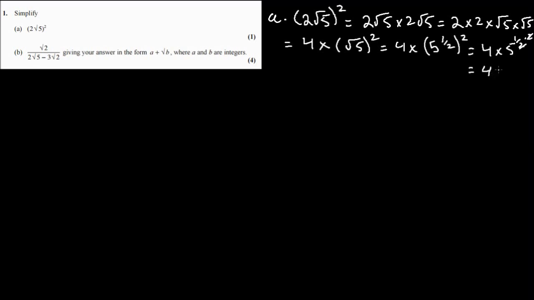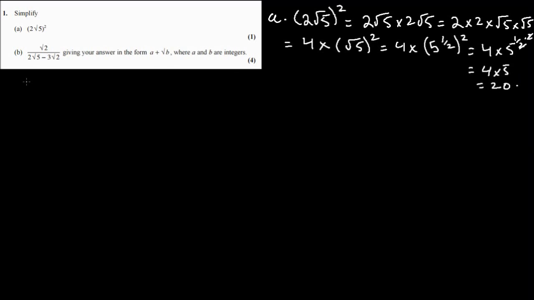Now this simplifies to 4 times under root 5 to the power of 2 because there are 2 root 5s. Now this can further be written as 4 times 5 to the half, squared, because square root 5 is 5 to the power of half, and then this power can multiply this power, so you have 4 times 5 to the 1 over 2 into 2, so 2 and 2 cancel and you're left with 4 times 5, which is equal to 20.